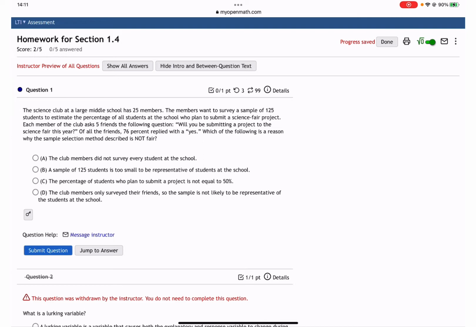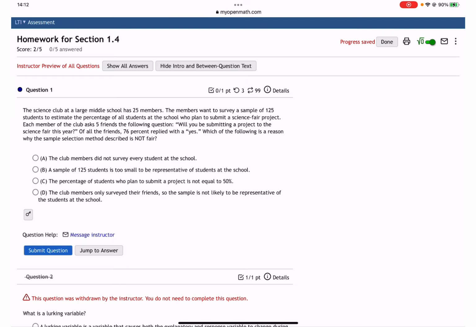Which of the following is the reason why the sample selection method described is not fair? Okay, well, let's see. Who did they survey? Let's go over the choices. A: the club members did not survey every student at the school. Okay, that is true, but that would be fair, right, if they would survey every student at the school. And they didn't survey every student because you can't go throughout every single school. There are schools that have 500 students, so it's practically impossible.